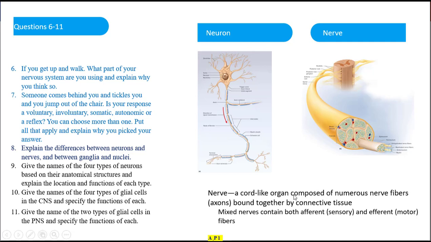So a nerve is a cord-like organ. The nerve is a cord composed of numerous nerve fibers. And these fibers are what? Just axons, bound together by connective tissue, right? So they have both sensory and motor, because the sensory and motor fibers are divided here at the root level before they get to the spinal cord.